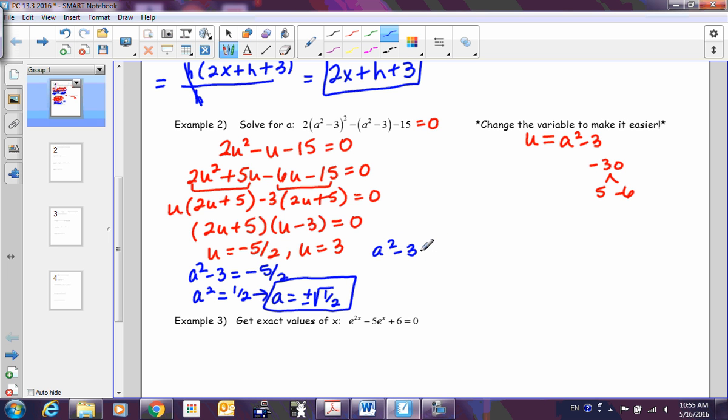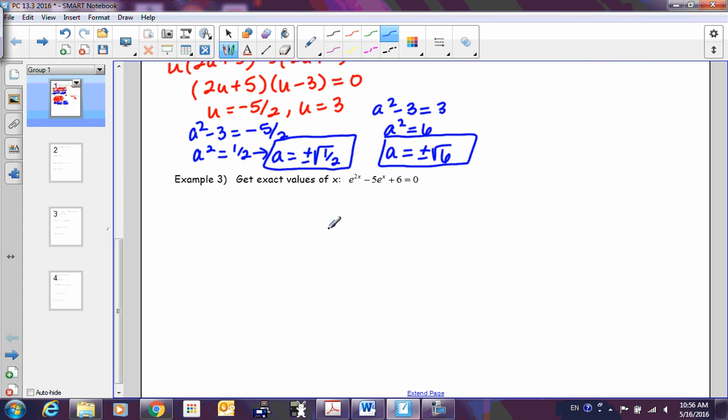A squared minus 3, that's going to equal 3. And because we're just plugging in a squared minus 3 for u, that becomes a squared. Add the 3 over, and it equals 6. And you get a equals plus minus square root of 6. Okay, so we ended up having 4 answers.